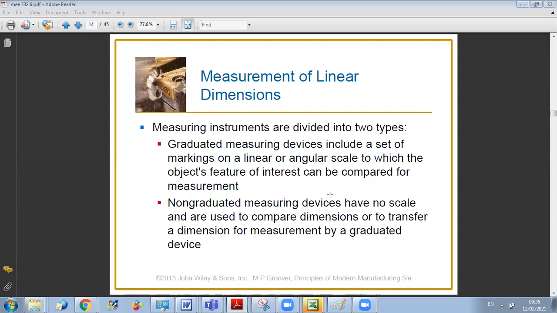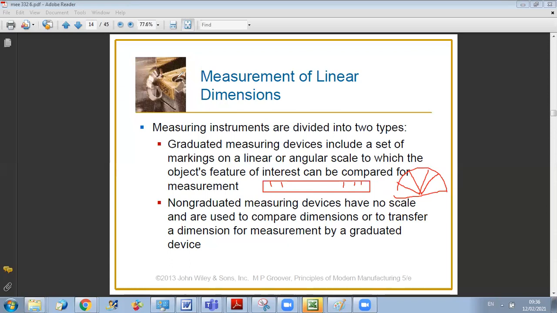You have the rule, and you have also a device for the angles like this, and these are graduated because you have graduation to tell you what the length is. So this is graduated measuring devices. On the other hand, you have non-graduated measuring devices that will not have a scale, and they are just used to compare dimensions or to transfer a dimension for measurement by a graduated device.